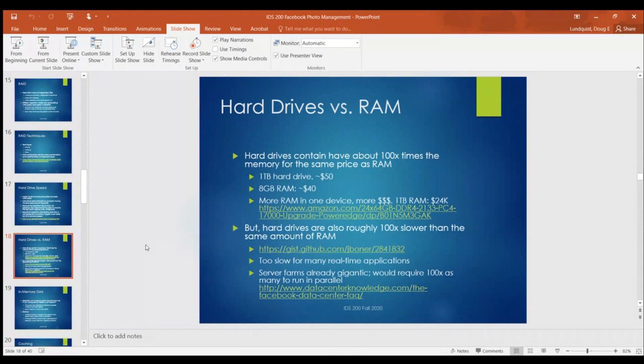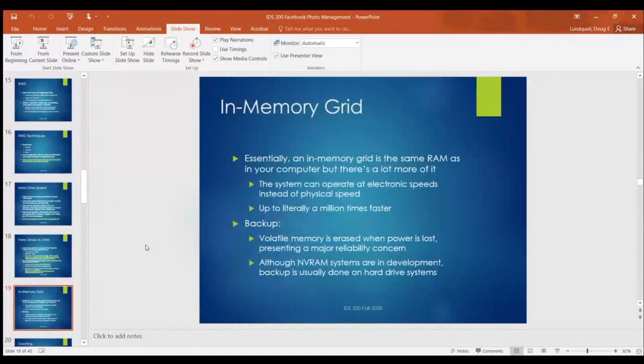Okay, same thing applies to Facebook, right? In Facebook and a number of other large-scale systems, they often use some version of what's called an in-memory grid, right? So the grid is a very large bank of RAM, so that can be super fast, and it's typically supported by a large group of hard drives.